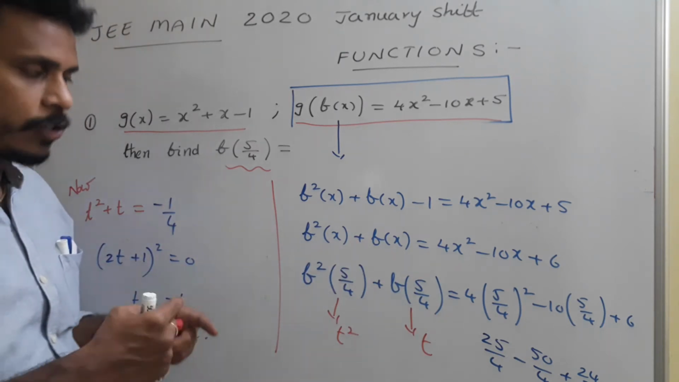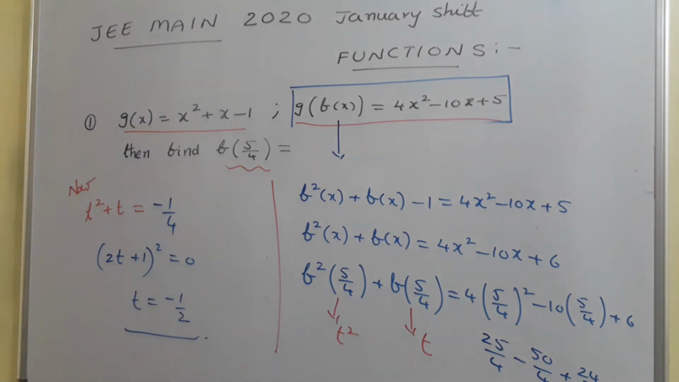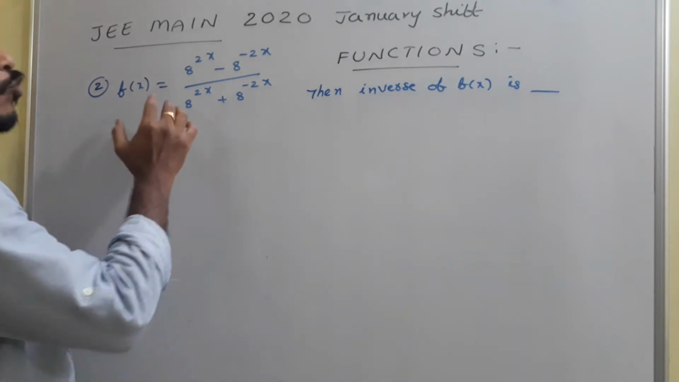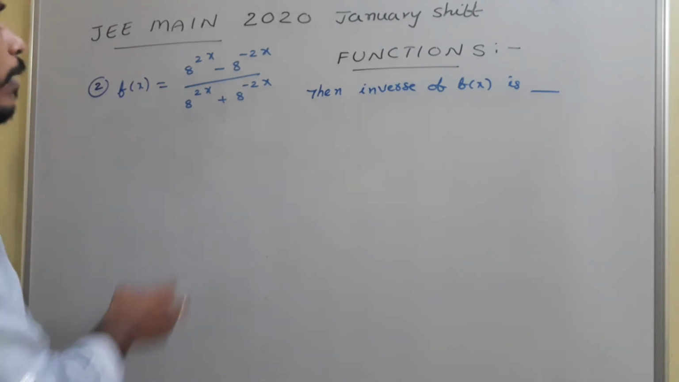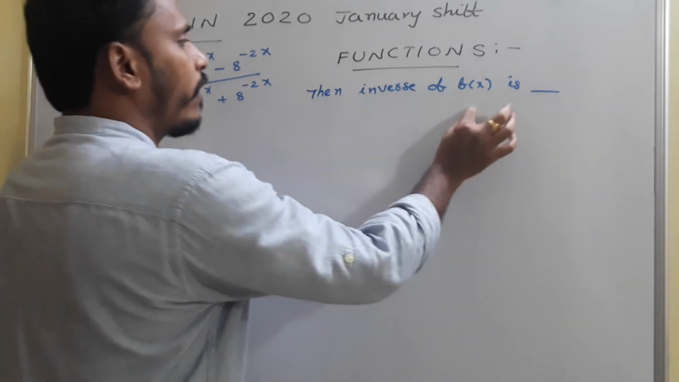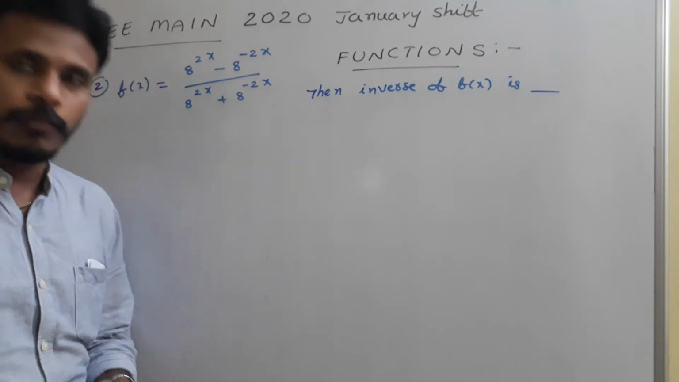So actually both the ways are similar and it depends on our way of solving. Just have a look. So next problem is this. f of x is given like 8 power 2x minus 8 power minus 2x by 8 power 2x plus 8 power minus 2x. We need to find the inverse of f of x. We need to find the rule for the inverse of f of x.